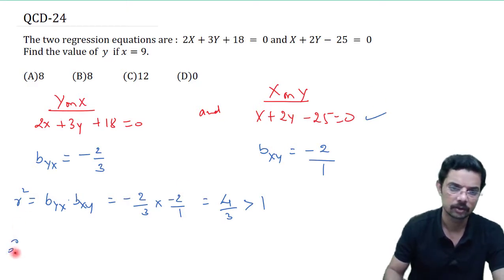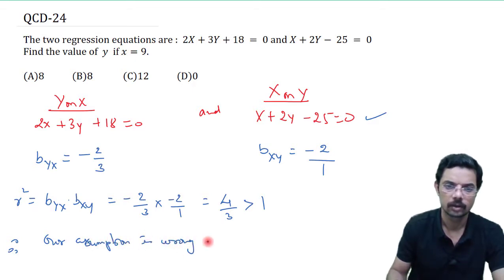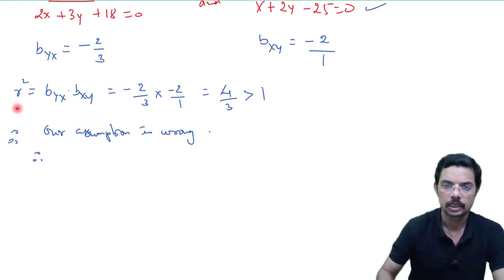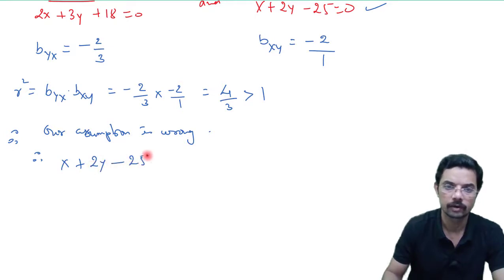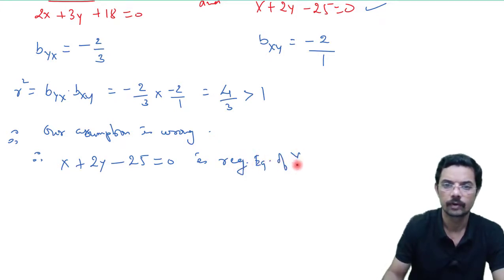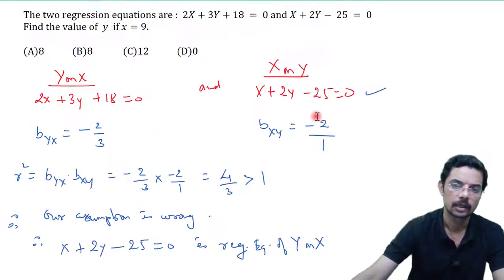So our assumption is wrong. What is our assumption? That y on x is this and x on y is this. So we have to reshuffle this. Therefore we can say that x plus 2y minus 25 equal to 0 is the regression equation of y on x.